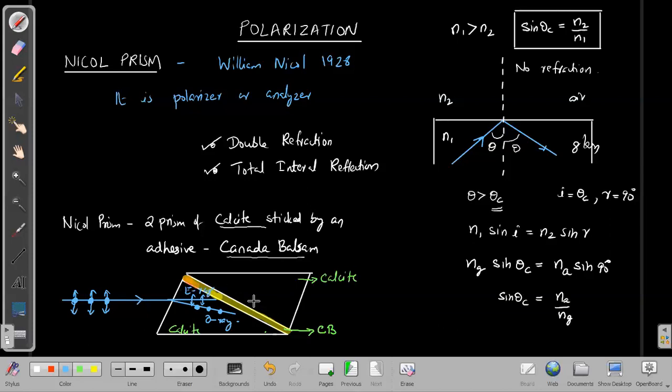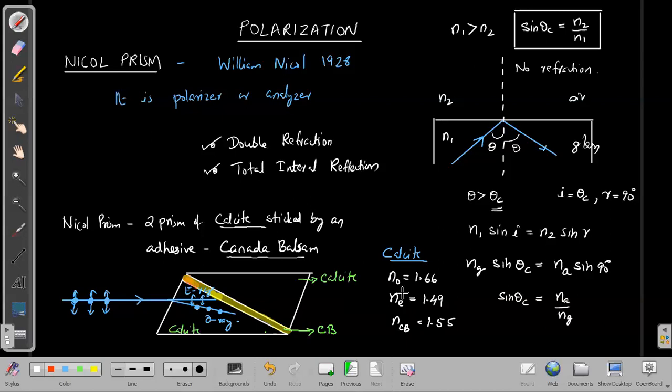Now if you look at in case of calcite, the refractive index of the ordinary ray is given by 1.66 and the refractive index of the extraordinary ray is given by 1.49. And what about the refractive index of Canada balsam? The refractive index of Canada balsam is given as 1.55. Now we'll get the idea. That is why we use the Canada balsam.